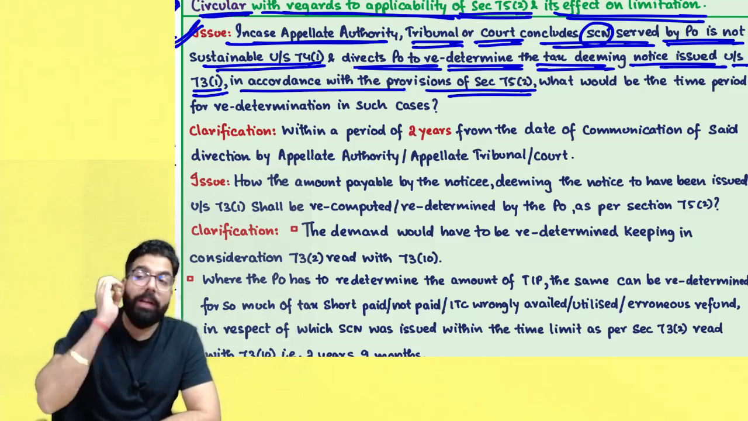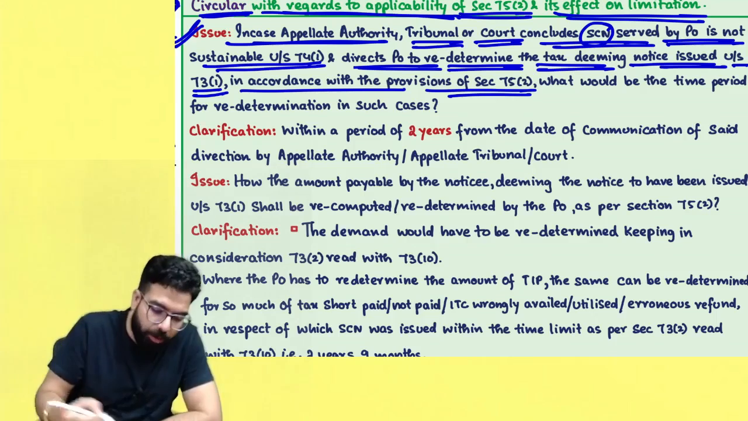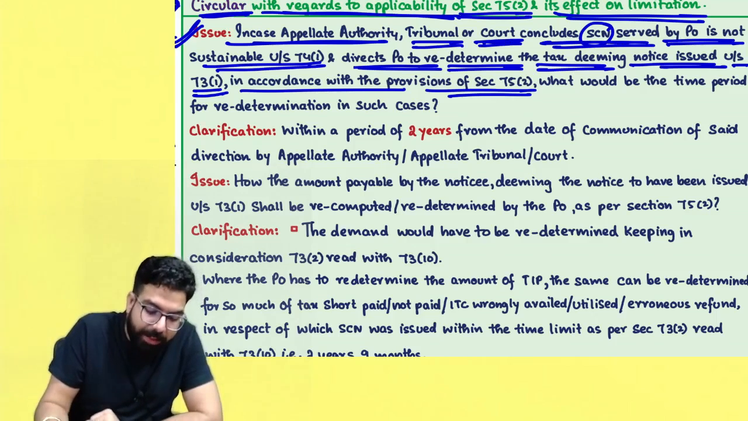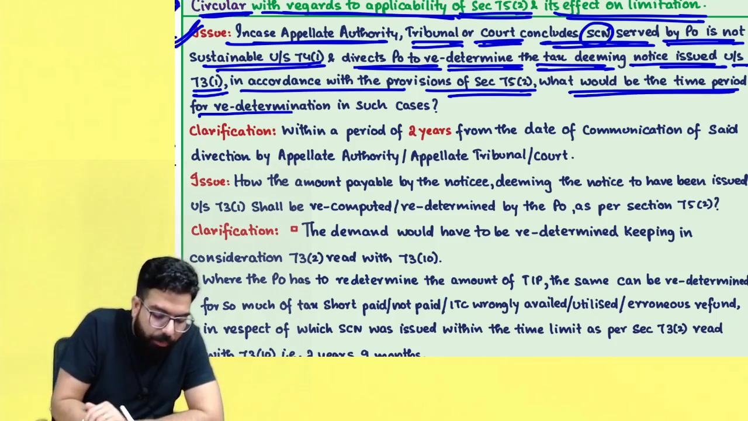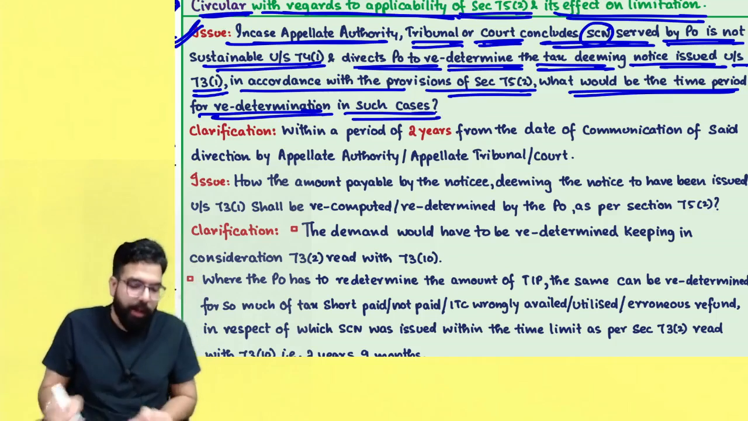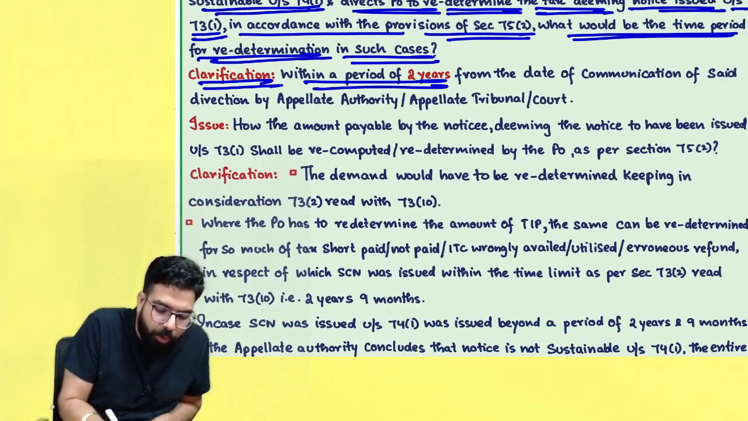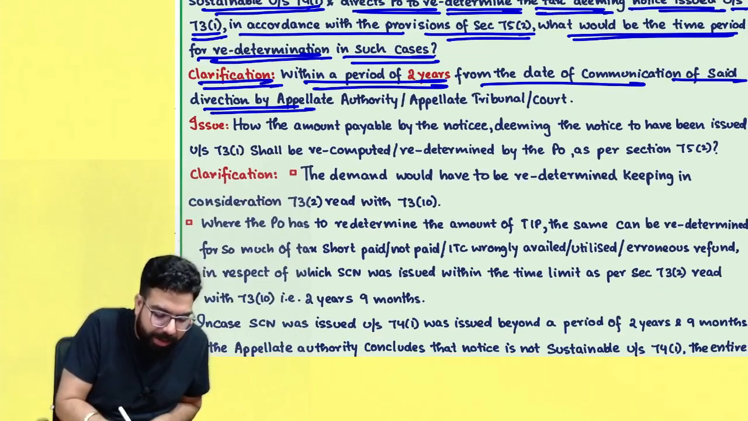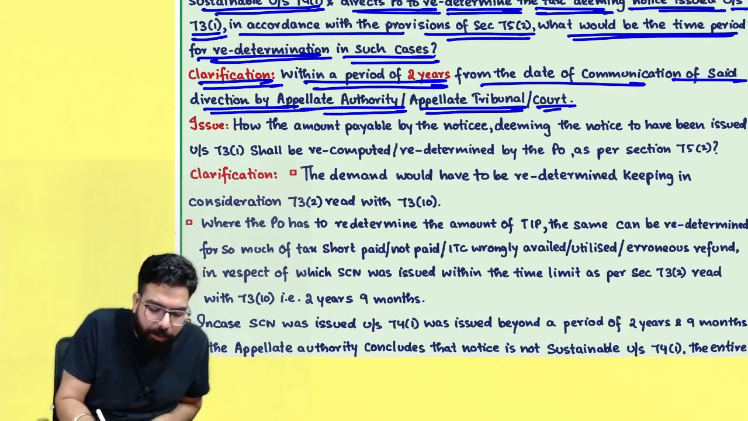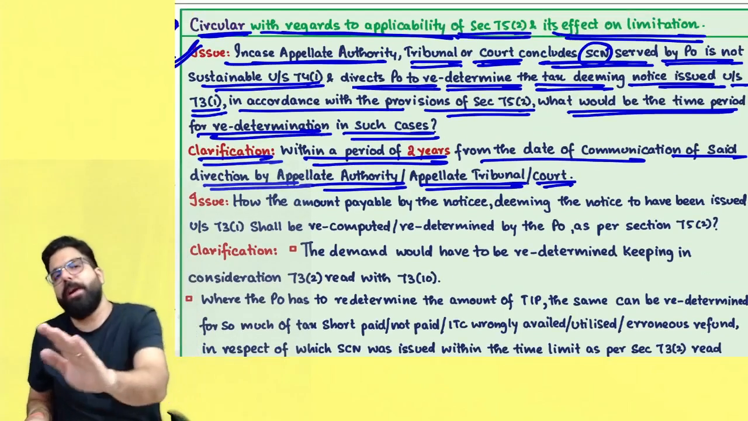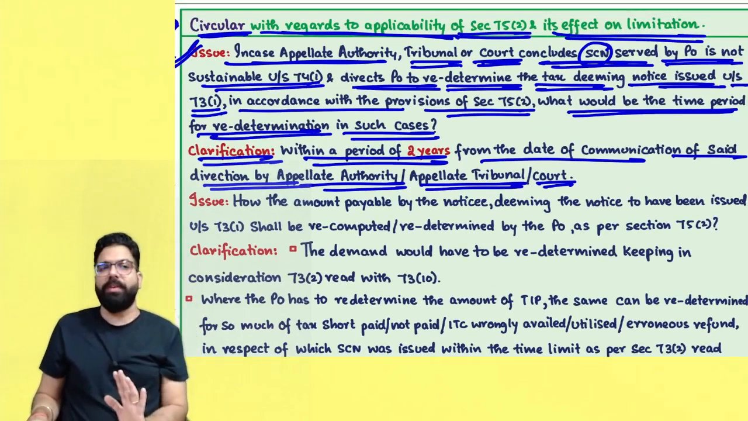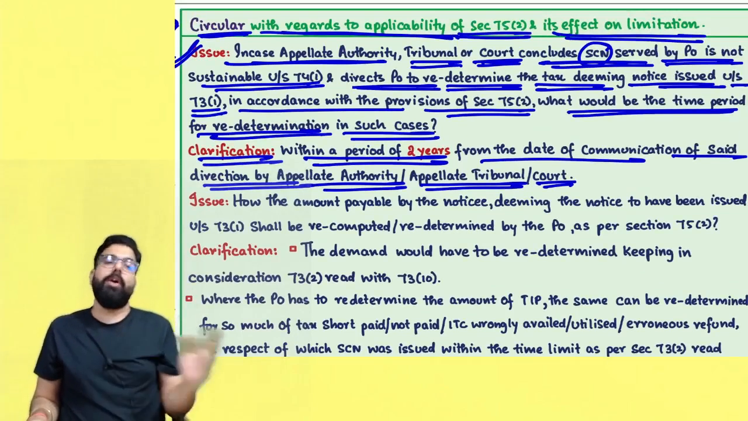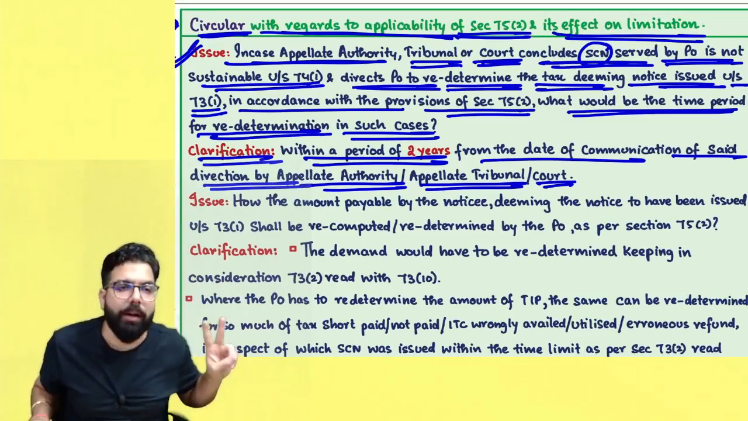In that scenario, once the directions are issued by the appellate authority, appellate tribunal or court, what would be the time period for redetermination in such case? So the clarification given was within 2 years from the date of communication of the said direction by the appellate authority, appellate tribunal or court. Once the appellate authority, appellate tribunal or court issues the direction to the officers, then from that day the officer should go ahead and pass the demand order within 2 years.